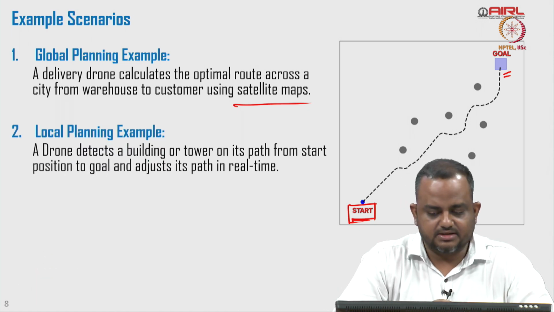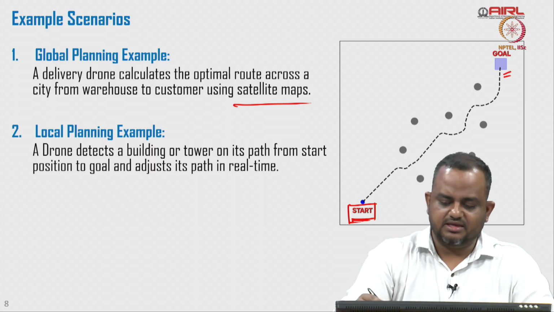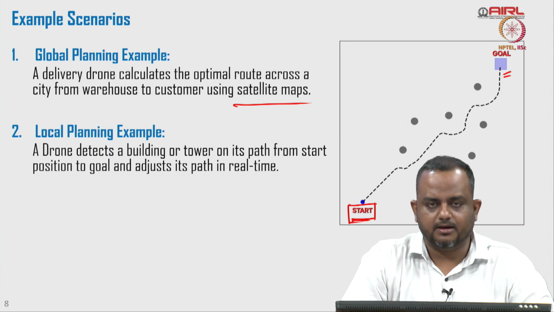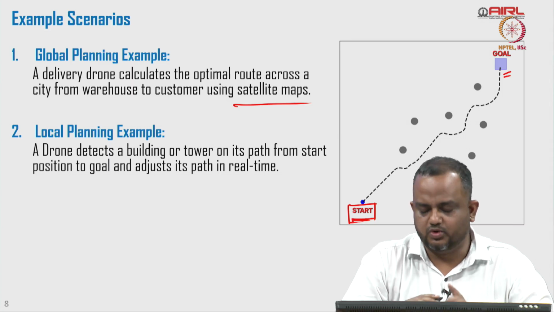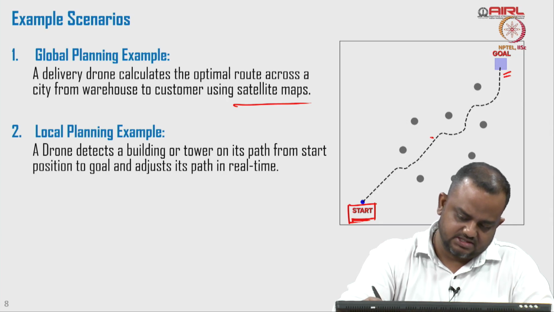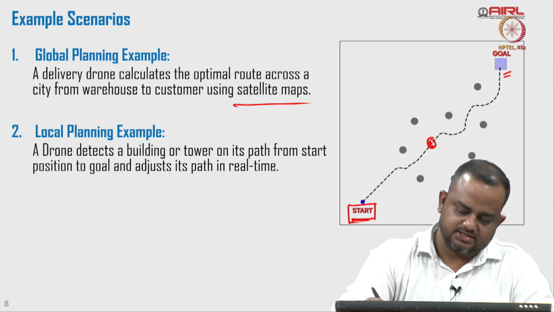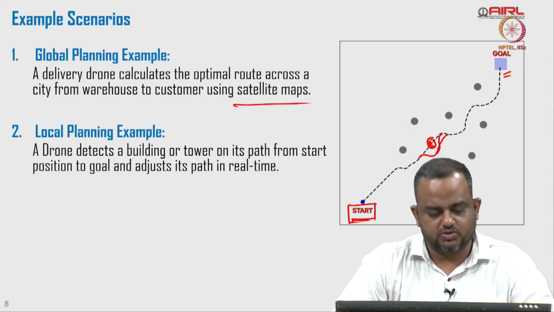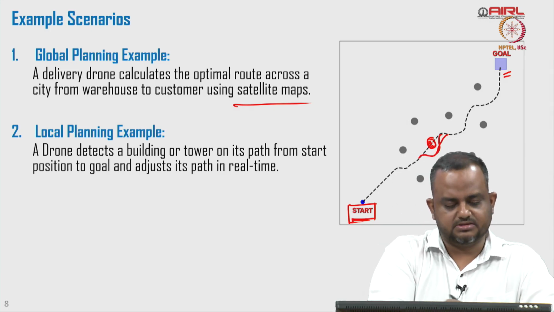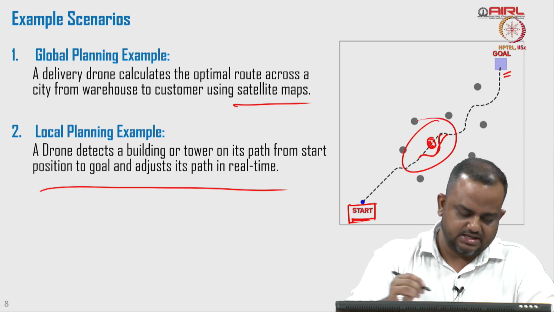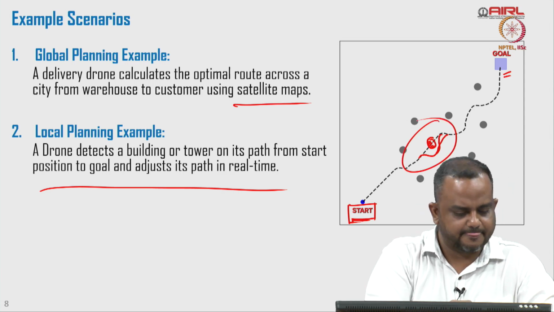But when local planning comes in, while flying, if the drone detects a building or tower which was not in the map, or the map had partial information, then the drone can't go straight. It needs to take another maneuver. So, a drone detects a building or tower in its path, then it needs to adjust its path in real time, fine.